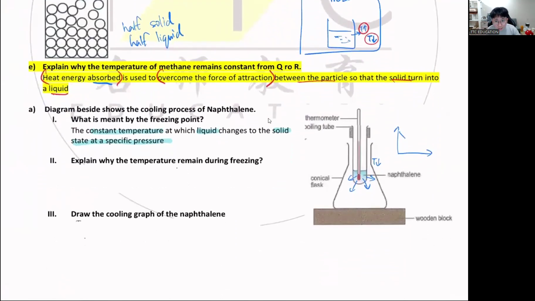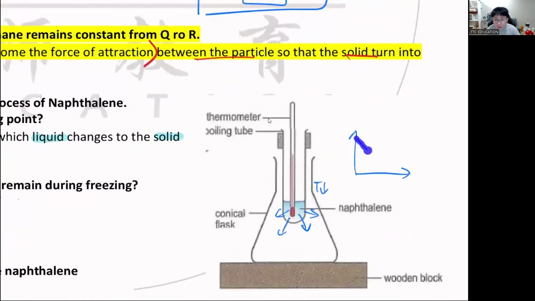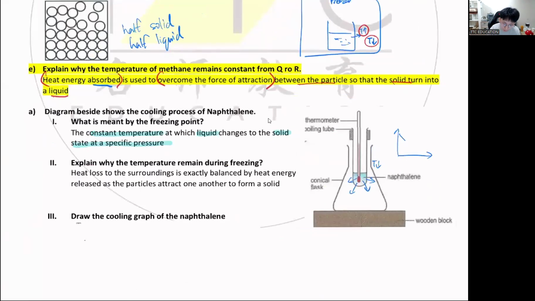So how do I say it this way? It means the temperature goes down halfway, then energy is released to balance it off, becoming a straight line. So the answer here is: heat loss to surroundings is exactly balanced by heat energy released as the particles attract one another to form a solid. Heat loss to surroundings is a temperature decrease. Imagine heat loss to surroundings is the freezer. It is balanced by the heat energy released as particles attract one another. This is where I said the particles give out energy. So these two energies balance off each other, they become a straight line, a constant temperature.